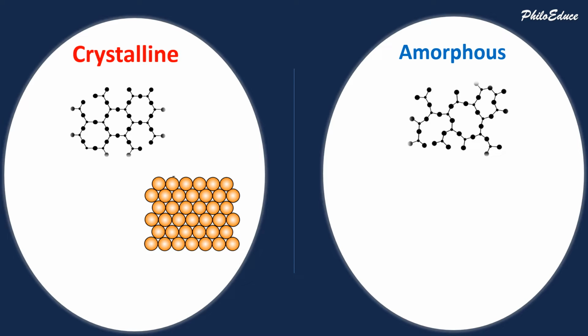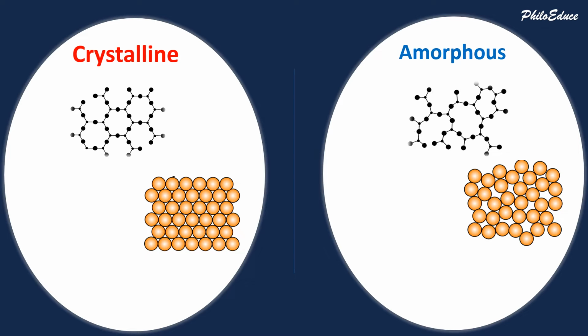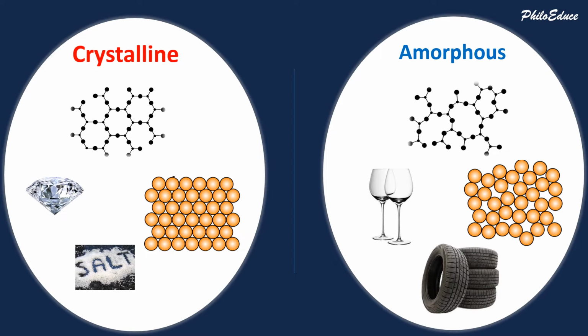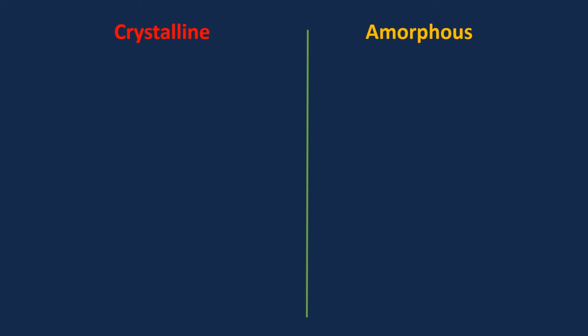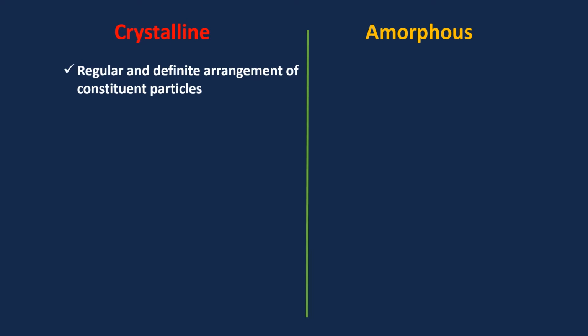From this picture, it is clear that the particles, considered as balls, are arranged in a perfect manner. But in the case of amorphous solids, the arrangement is not proper, or there is no such order. Diamond and common salt are some examples of crystalline solids, and in the case of amorphous solids, glass and rubber are examples. Then we can move on to crystalline and amorphous solids. What are the basic characters and how can we classify them? What are the basic differences between crystalline and amorphous solids?